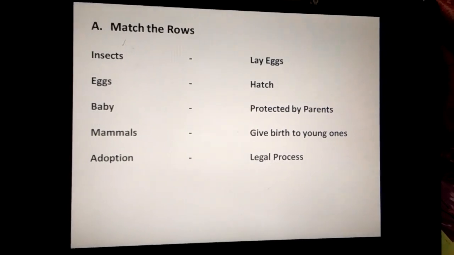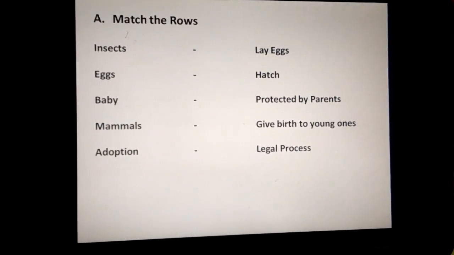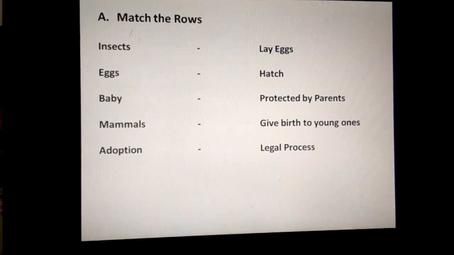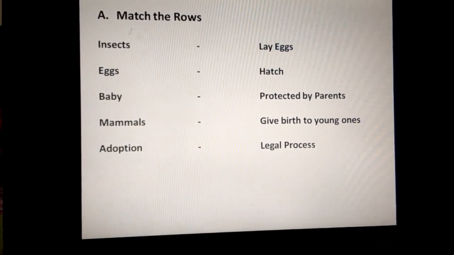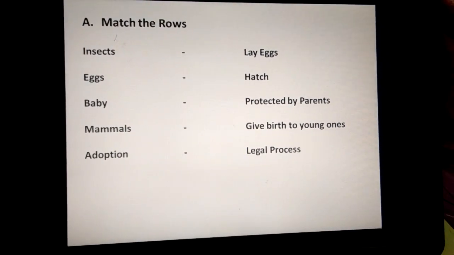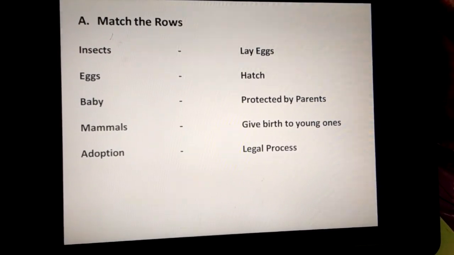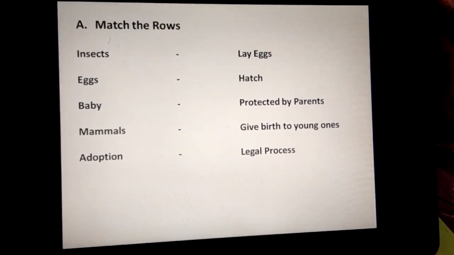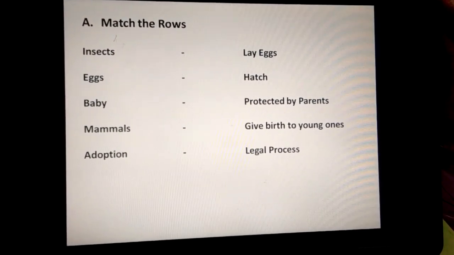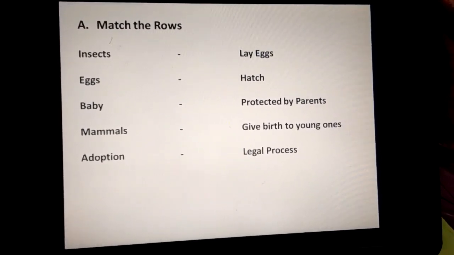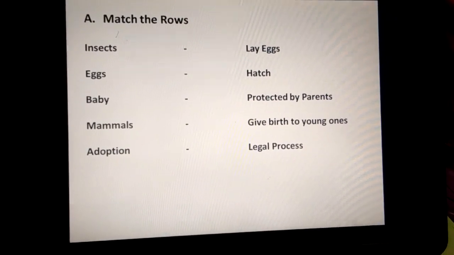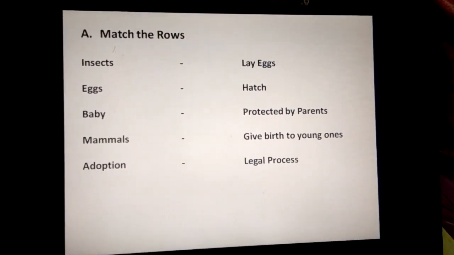Match the rows. First is insects. The answer is lays eggs. Second one is eggs. The answer is hatch. Third one is baby. The answer is protected by parents. Fourth is mammals. Answer is give birth to young ones. Fifth is adoption. Answer is legal process.